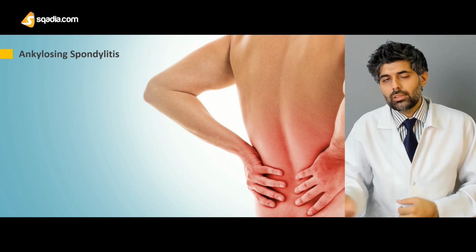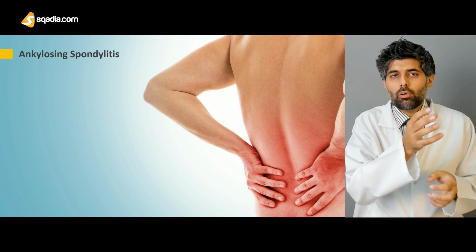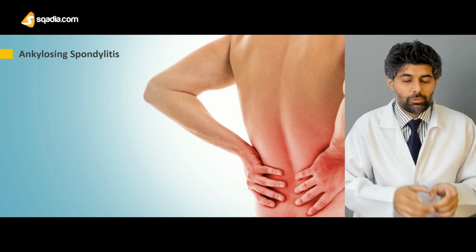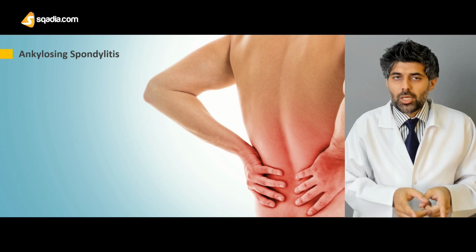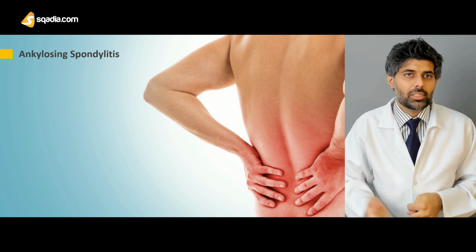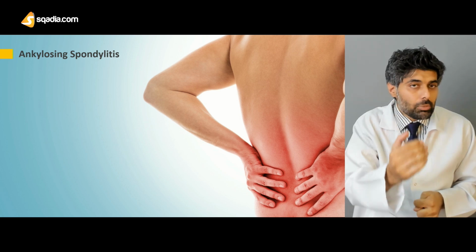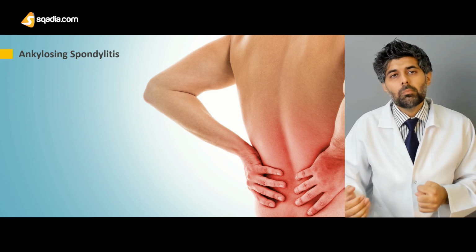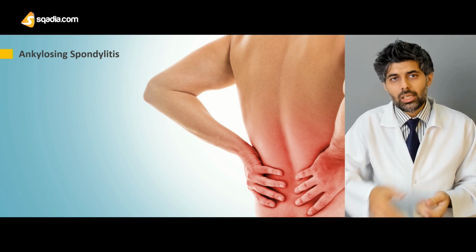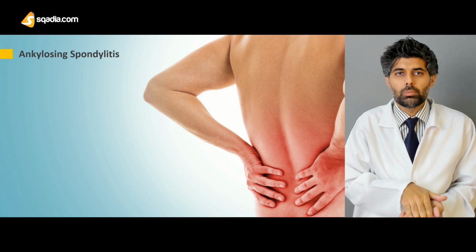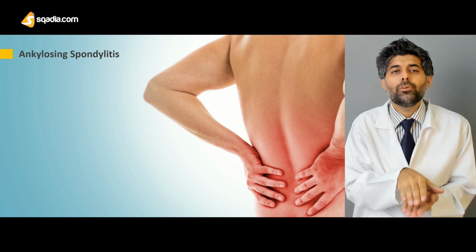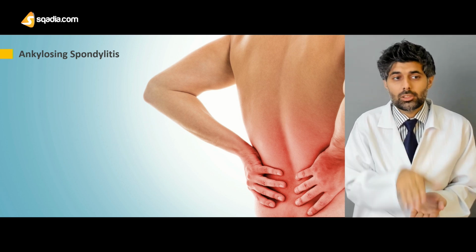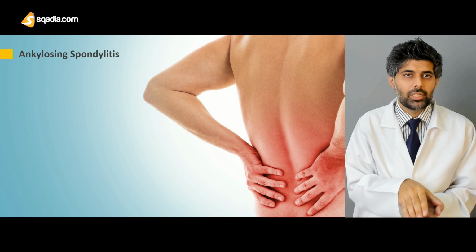As opposed to that, the inflammation of the spinal cord is called myelitis. So if we want to differentiate, inflammation of the spinal cord is myelitis, while inflammation of the vertebral column is called spondylitis. And when that inflammation starts to result in the fusion of the vertebral column, that the vertebra start to fuse together, this process or disease is called ankylosing spondylitis.